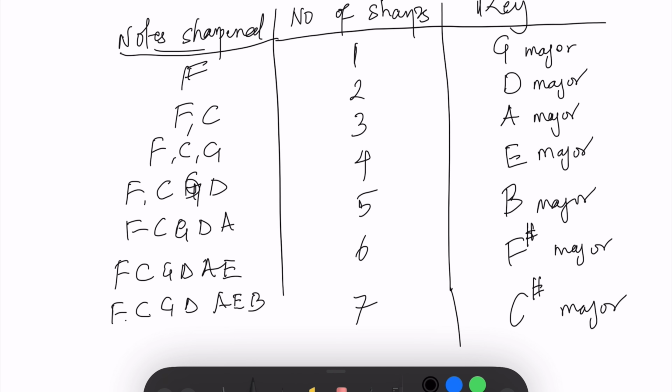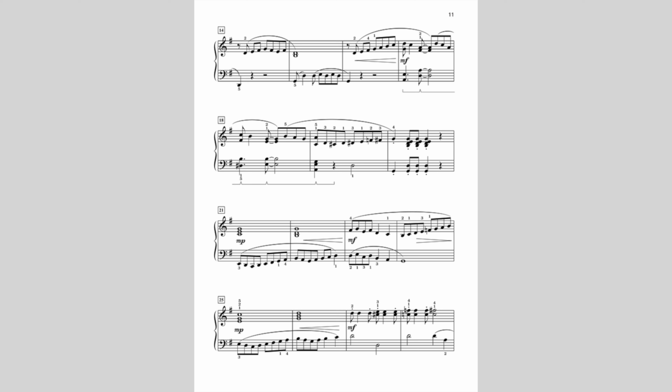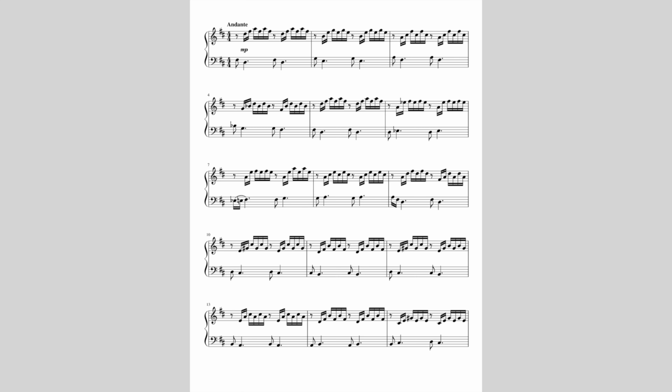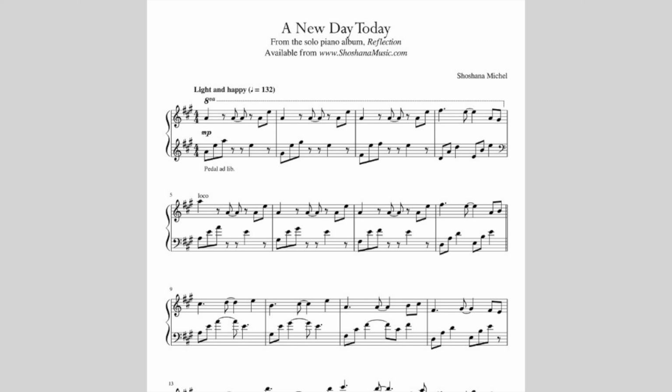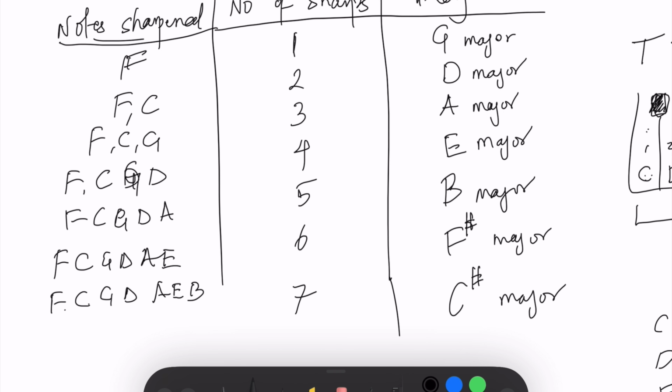So if you pick a piece of music and you see 1 sharp on the stave, that piece of music is in the key of G. If there are 2, it's in the key of D. And if there are 3, it's in the key of A. And so on and so forth in this table.